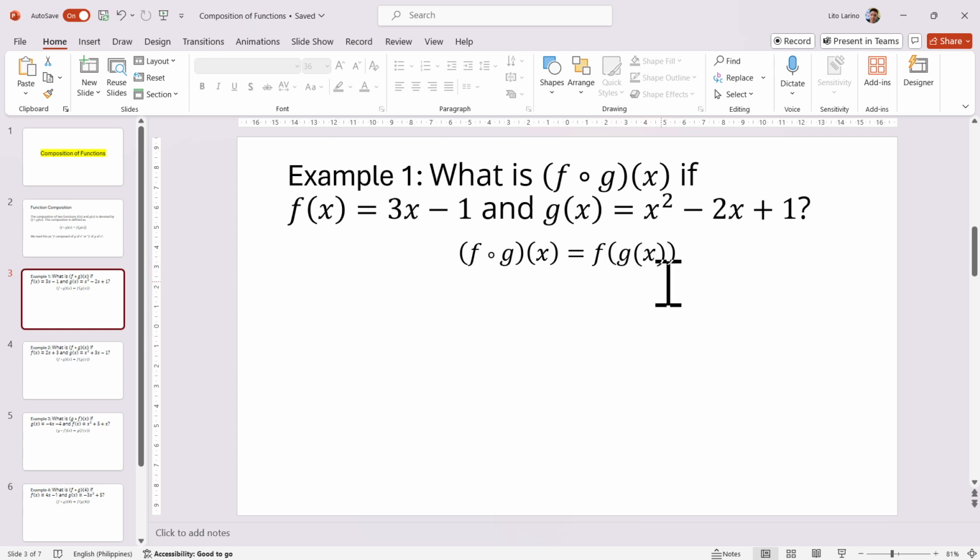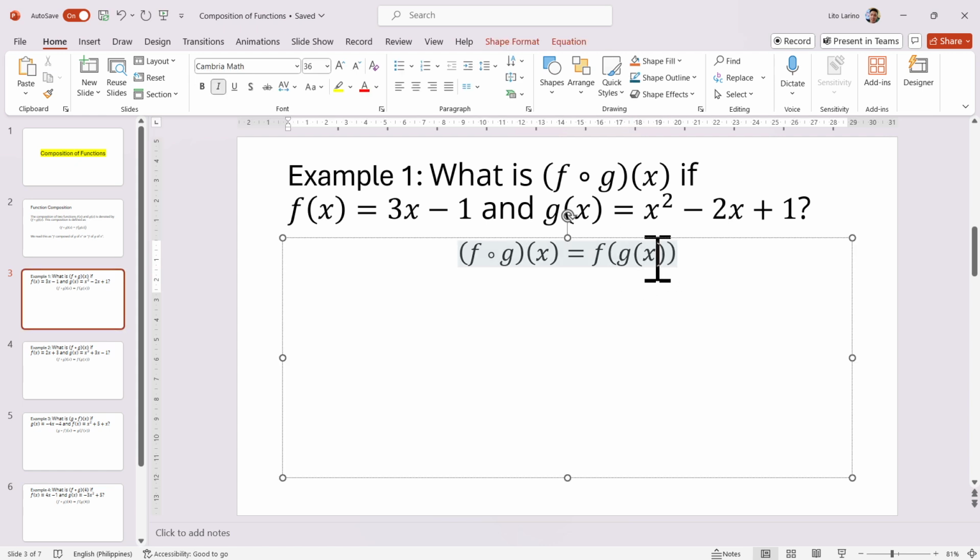As you can see in this formula, to do composition of functions, in this case, we are going to evaluate our function f of x at the specified expression of our g of x. See, that is f of g of x. Meaning, we will substitute the g of x expression in this value. So let's do that.